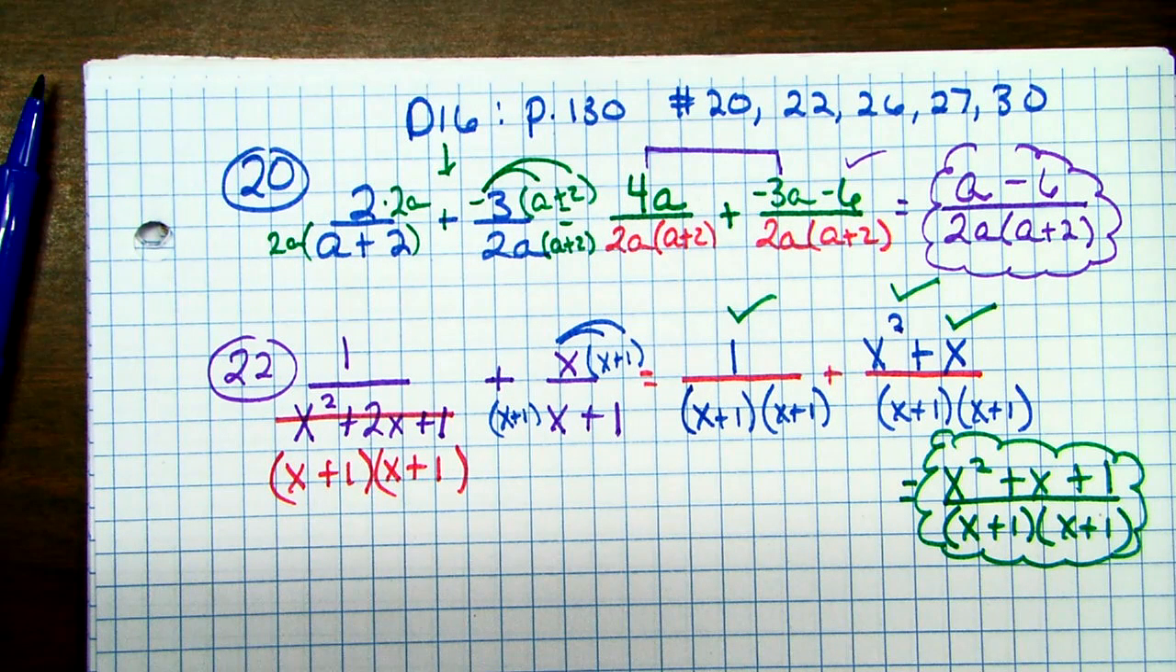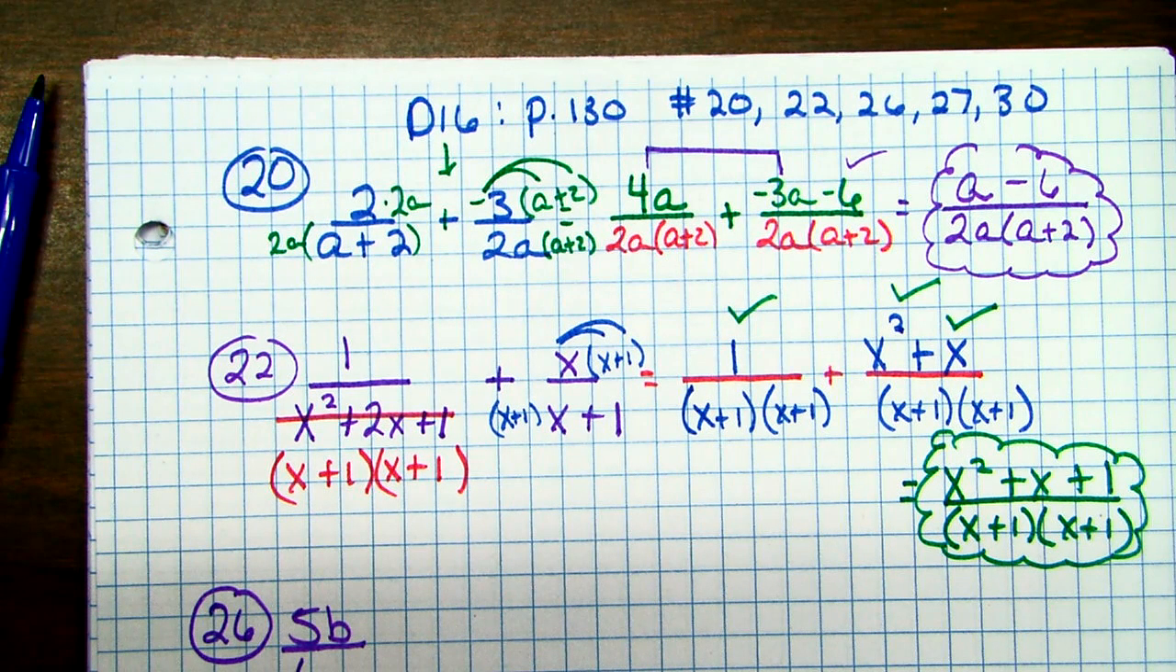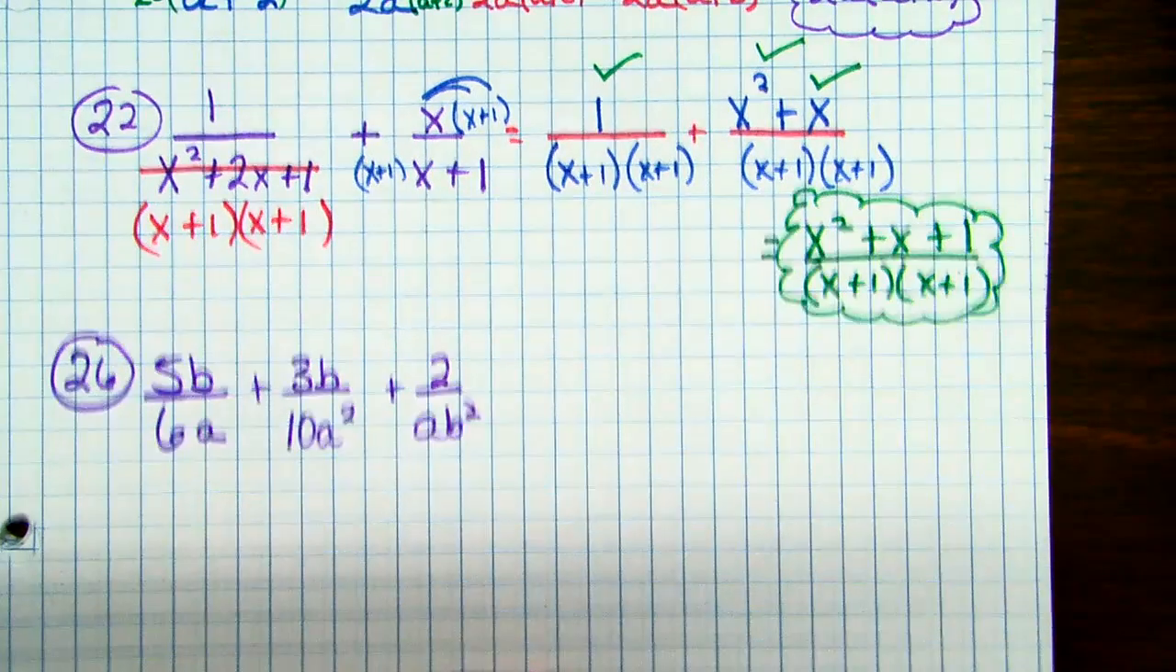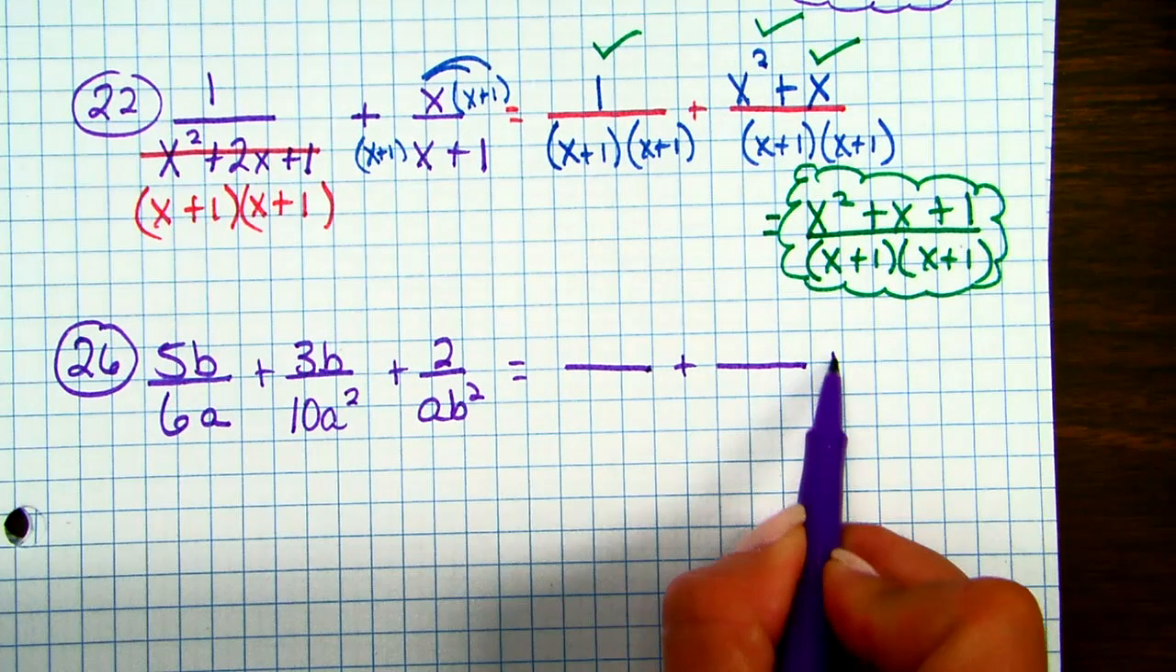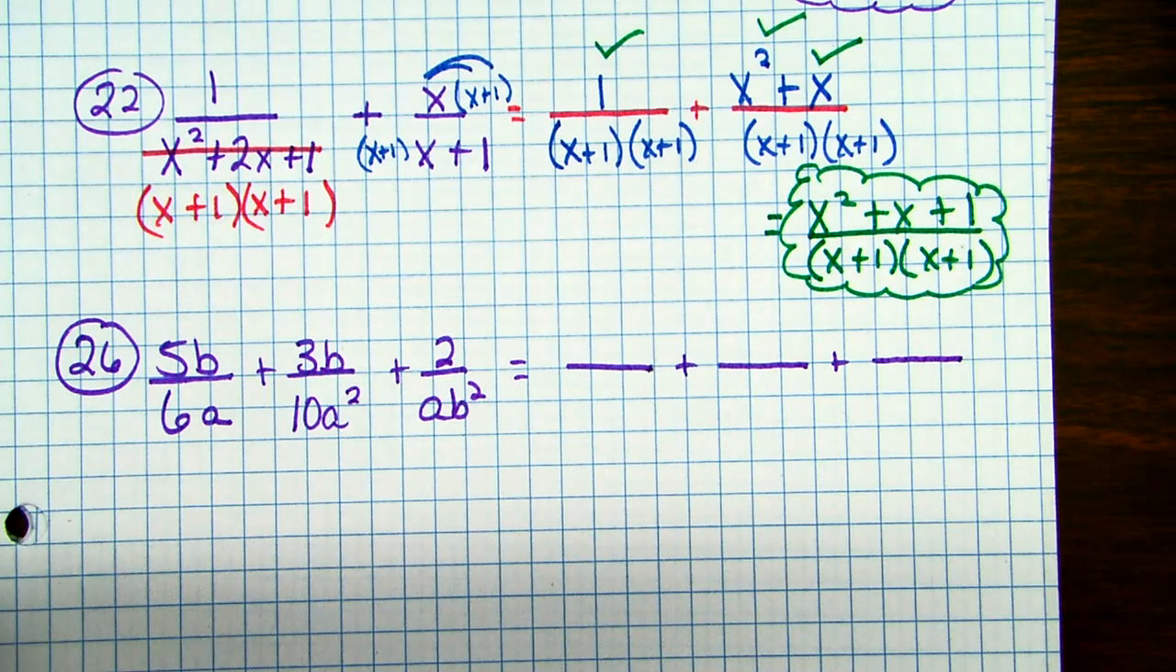All right, I'm going to do one more with you and leave 2 for you guys to do. Oh my gosh, there's 3 of them. What do we do? Okay, we're going to do the same exact thing, except with 3 of them. So we're going to have 3 new fractions.